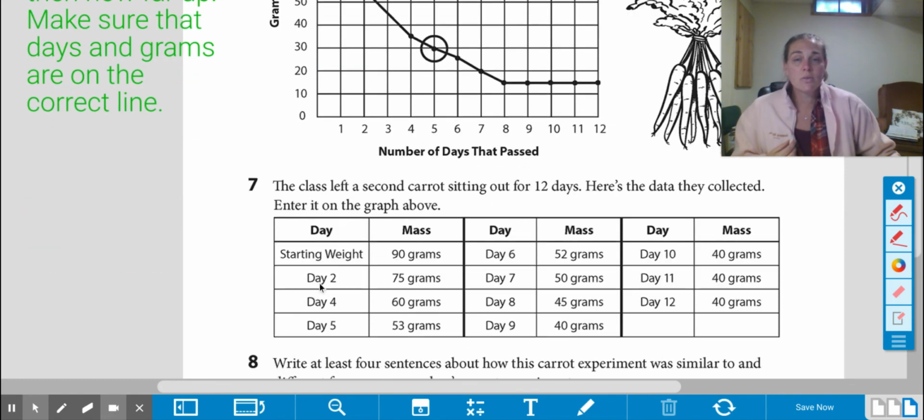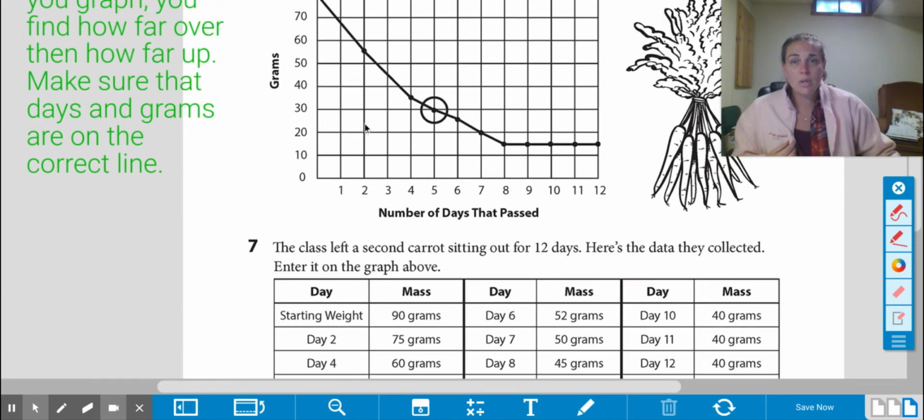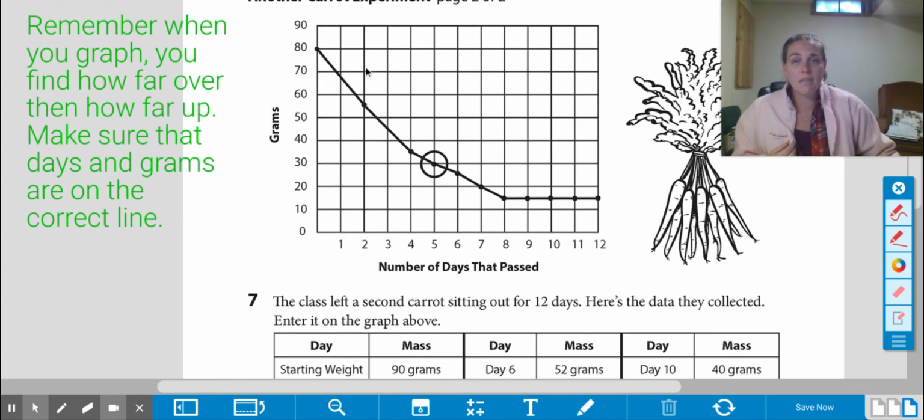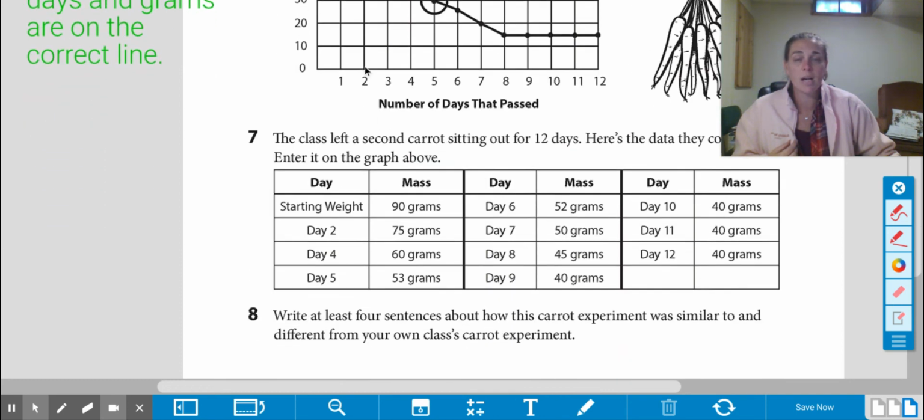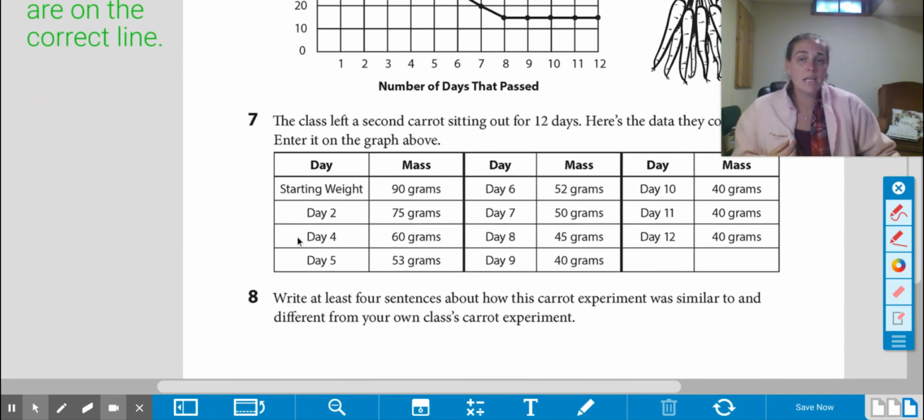Then I would look down here. Oh, day 2, they didn't weigh it on day 1. It was only on day 2. So I'll go to day 2 and at 75 grams. So over 2 and then up to 75. And I know 75 is halfway between 70 and 80. So I'm going to put my point right about here, right? Okay. And then I'm going to continue on paying attention to the day and how many over and then up.